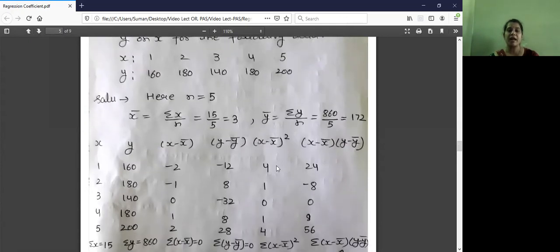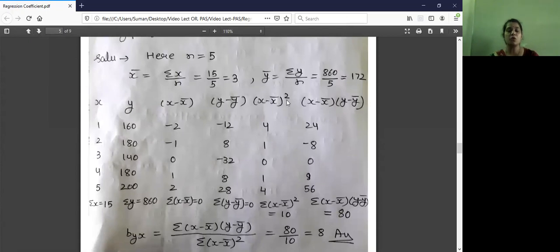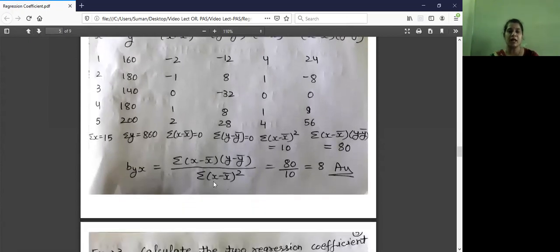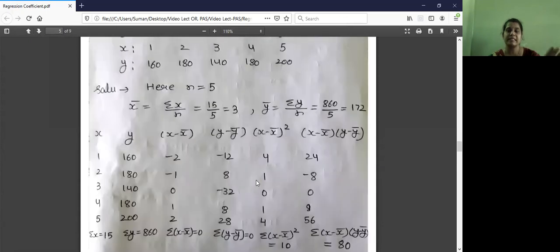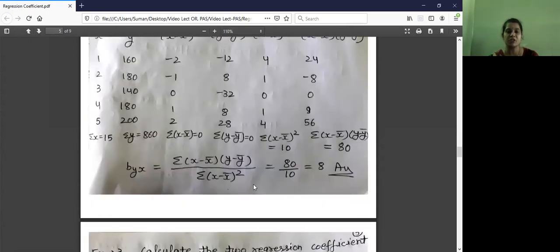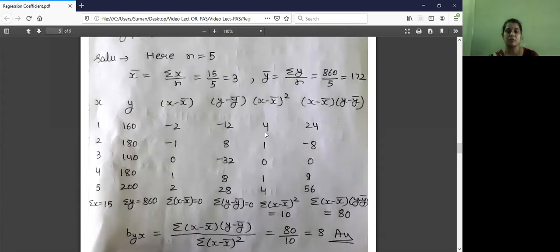After that we find the x minus x bar whole square, because in our formula we put the values of x minus x bar whole square. First you hide the summation. Please listen carefully. First you hide the summation. After that आप decide कीजिए कि आपको कौन सी टेबल बनानी है. So here x minus x bar whole square, that means what? Minus 2 whole square 4, minus 1 whole square 1, 0 0, 1 1, 2 square 4.